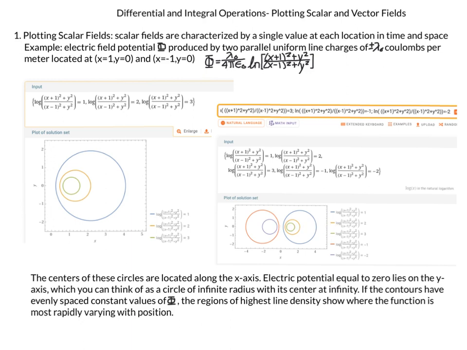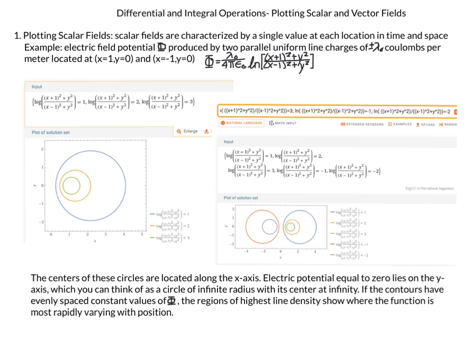Electric potential equal to 0 lies on the y-axis, which you can think of as a circle of infinite radius with its center at infinity. If the contours have evenly spaced constant values of phi, which mine do, I space them by whole units, the regions of highest line density show where the function is most rapidly varying with position. So here you have more density as opposed to out here.